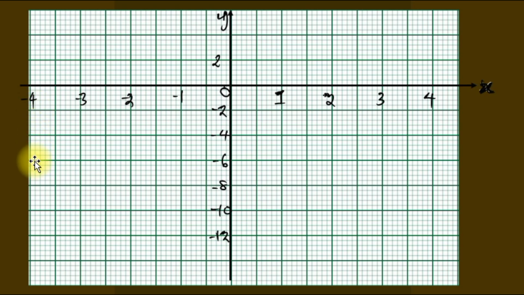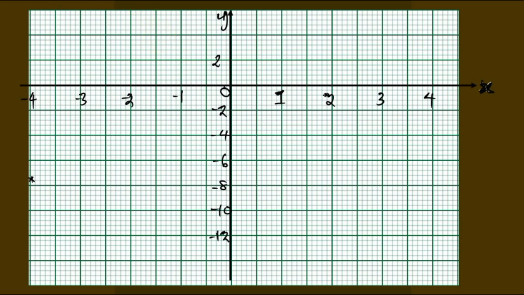5, 10, 15. So count 16, this small one, 17, 18. So it should be somewhere here. So that's it.